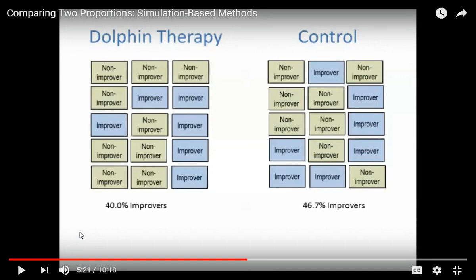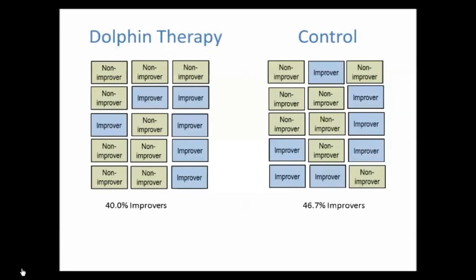No? So does that still mean anything? Not yet, because we only did what? 1? We got to keep doing this, right? Yes, we got 6 improvers out of 15, or 40% in the Dolphin therapy group, and 7 improvers out of 15, or 46.7% in the control group. That's good. This gives us a difference in proportions of a negative 0.067. Okay, that's what you guys just got on your calculator.